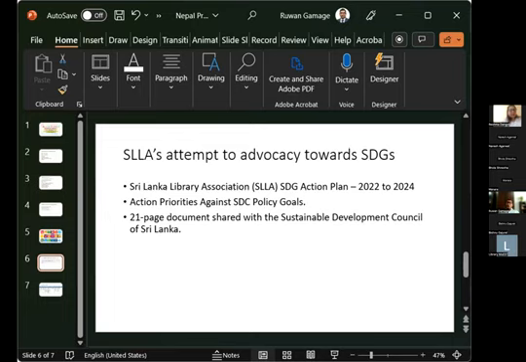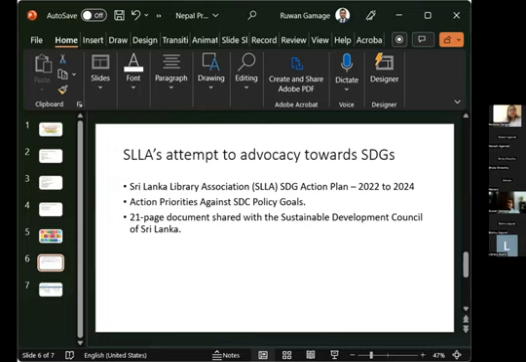We are working closely with the SDG Council. Because the SDG Council has included the SLLA as a partner organization of this initiative, the library profession also has got a good positioning in the overall process of achieving the SDGs. Earlier, it was not there, because this is the first time a library association, any kind of library association, has moved into the Sri Lankan framework.